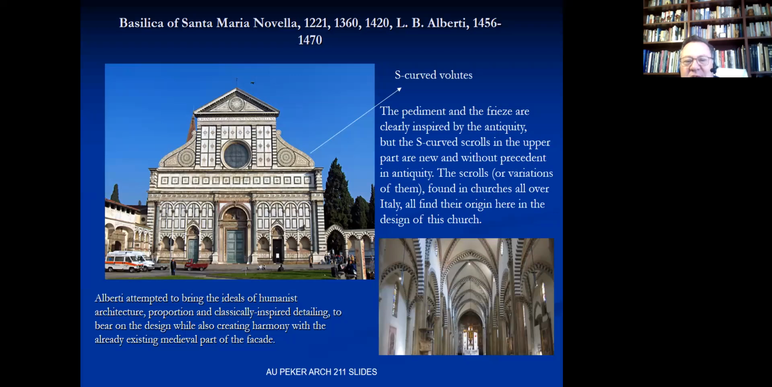Oh my God, Alberti. Basilica of Santa Maria Novella. Alberti here attempted to bring the ideals of humanist architecture, proportion and classically inspired detailing.